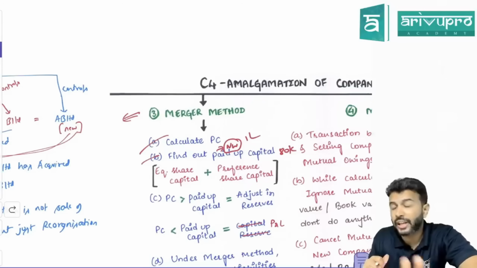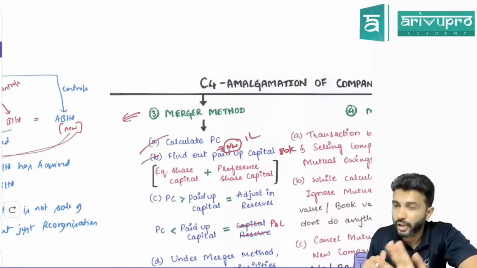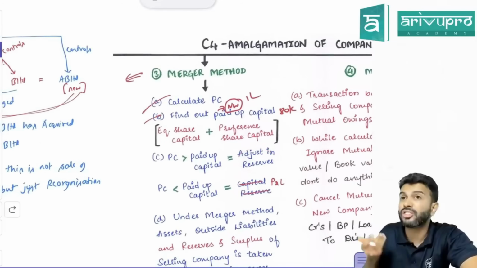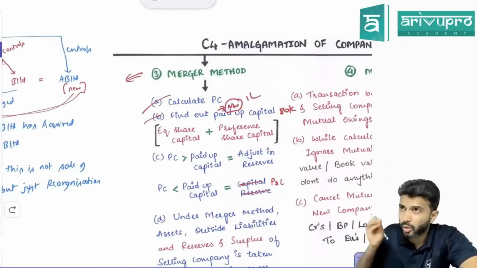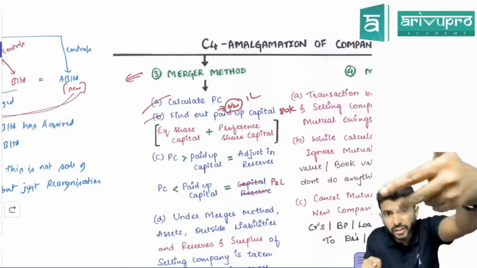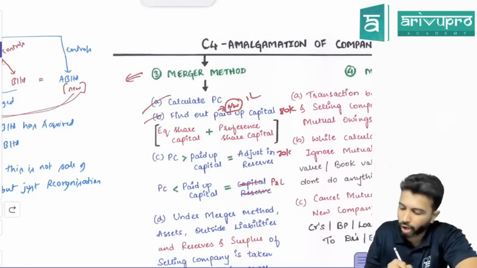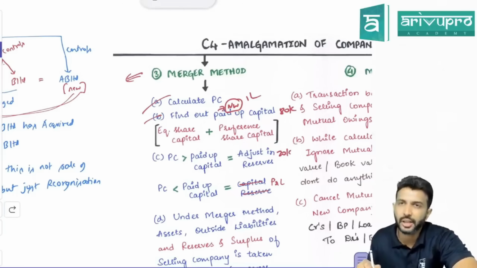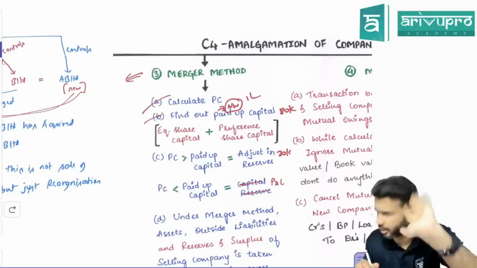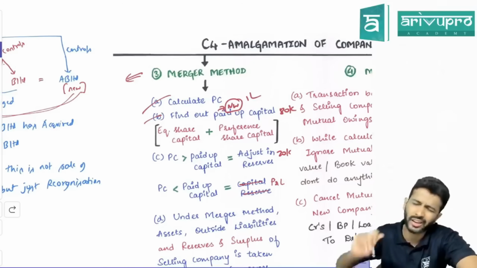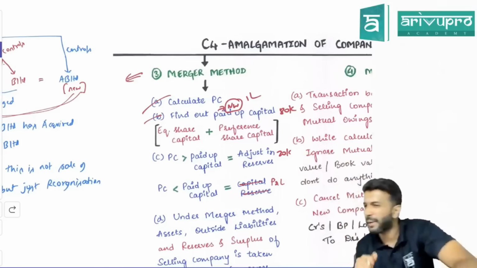So this 20,000, don't account it as goodwill. You adjust it in the reserves. Because in the merger method, will we take over only the assets and liabilities of the selling company or even the reserves and surplus? Reserves and surplus. So this 20,000 loss in my example will be adjusted in reserves. Which reserve? Usually general reserve. Usually, not necessary. You can adjust it in general reserve or P&L, it's fine.